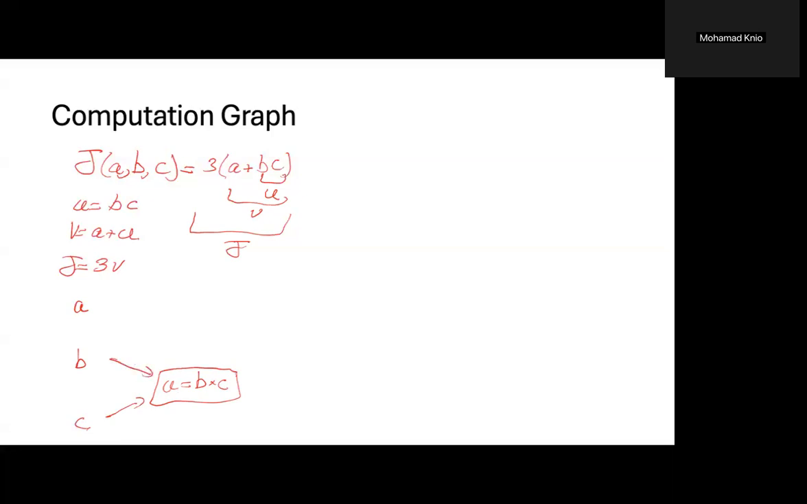And then you might want to compute V, and V is equal to A plus U. So you would say here V is equal to A plus U, okay, which also takes two inputs. It takes input U that we got from here, and it takes an input A, which we have over there. And so then we have an example to find J. J is equal to 3V.